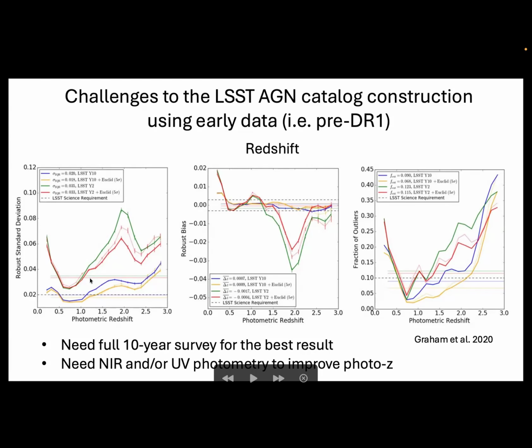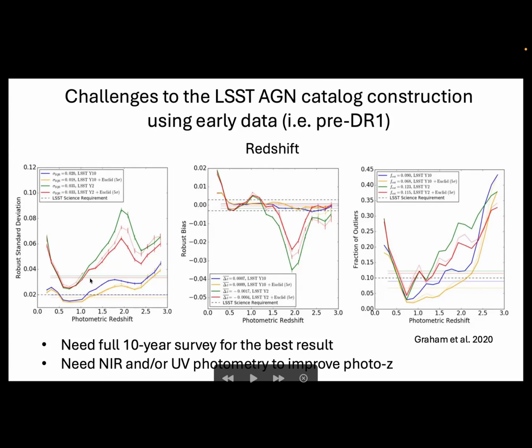But to see more closely, the yellow line versus the blue line, for example, tells you that if we have Euclid, which is the yellow, we will have a little bit better performance in getting the photo-z, the redshift, because Euclid has near-UV photometry.